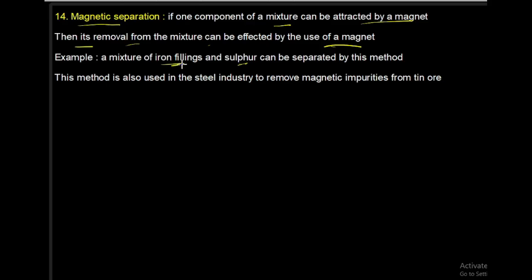Iron filings can be attracted by a magnet, unlike sulfur. Sulfur cannot be attracted by a magnet. And this method is also used in the steel industry to remove magnetic impurities from tin ore. So that is the magnetic separation technique.